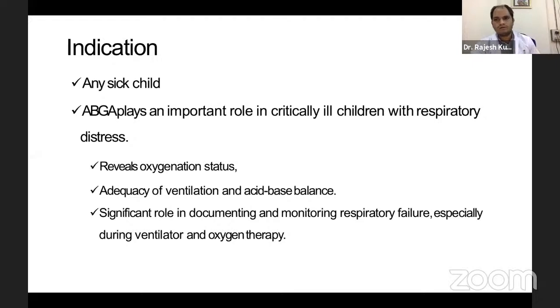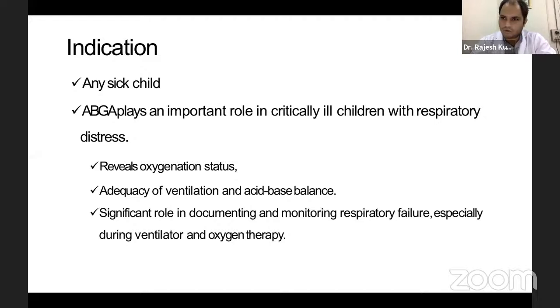So coming to the indications. As we are dealing with pediatric patients, any sick child who is coming to your emergency ward or your ICU, you have to do an ABG. ABG plays an important role in critically ill children with respiratory distress, as we all discussed.